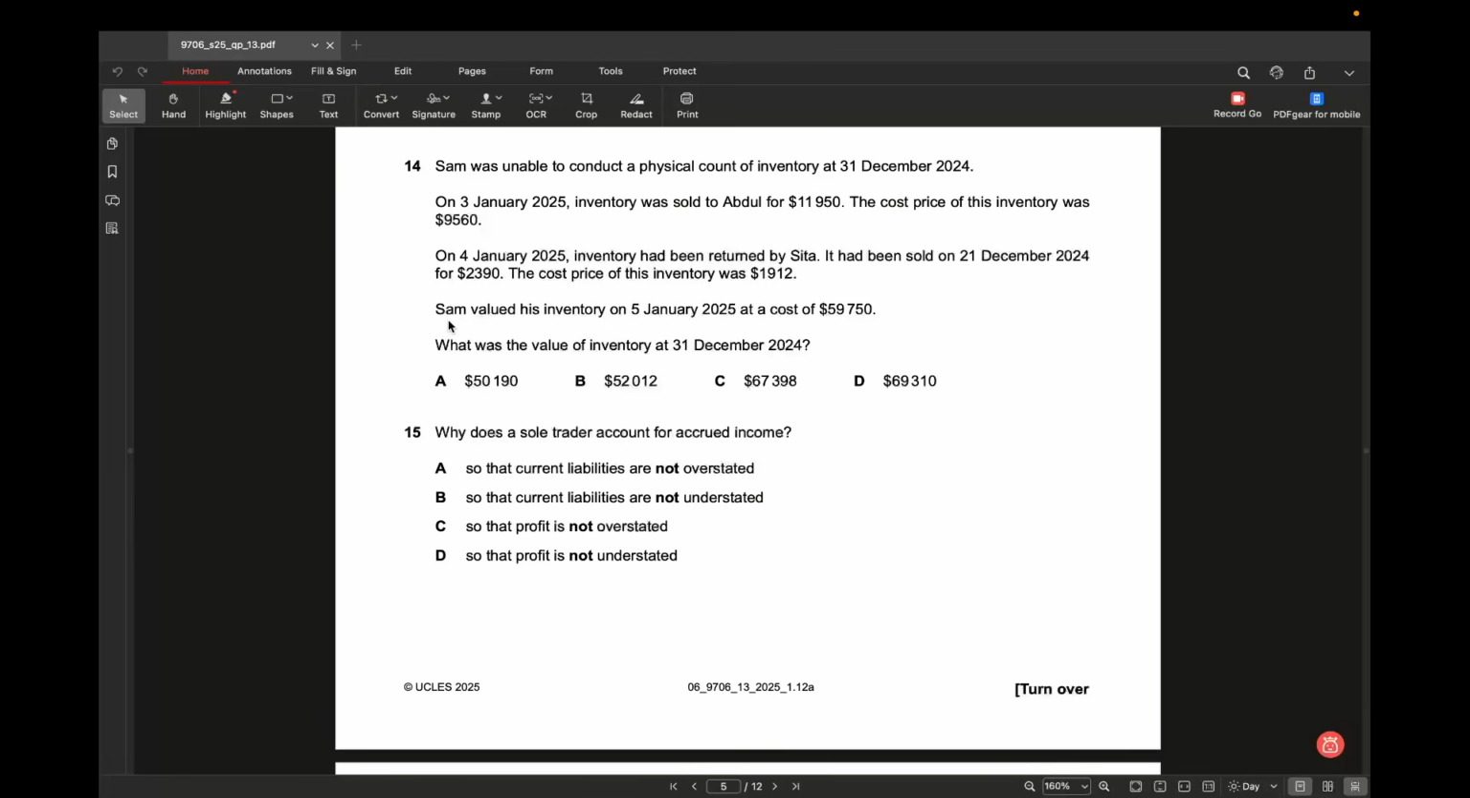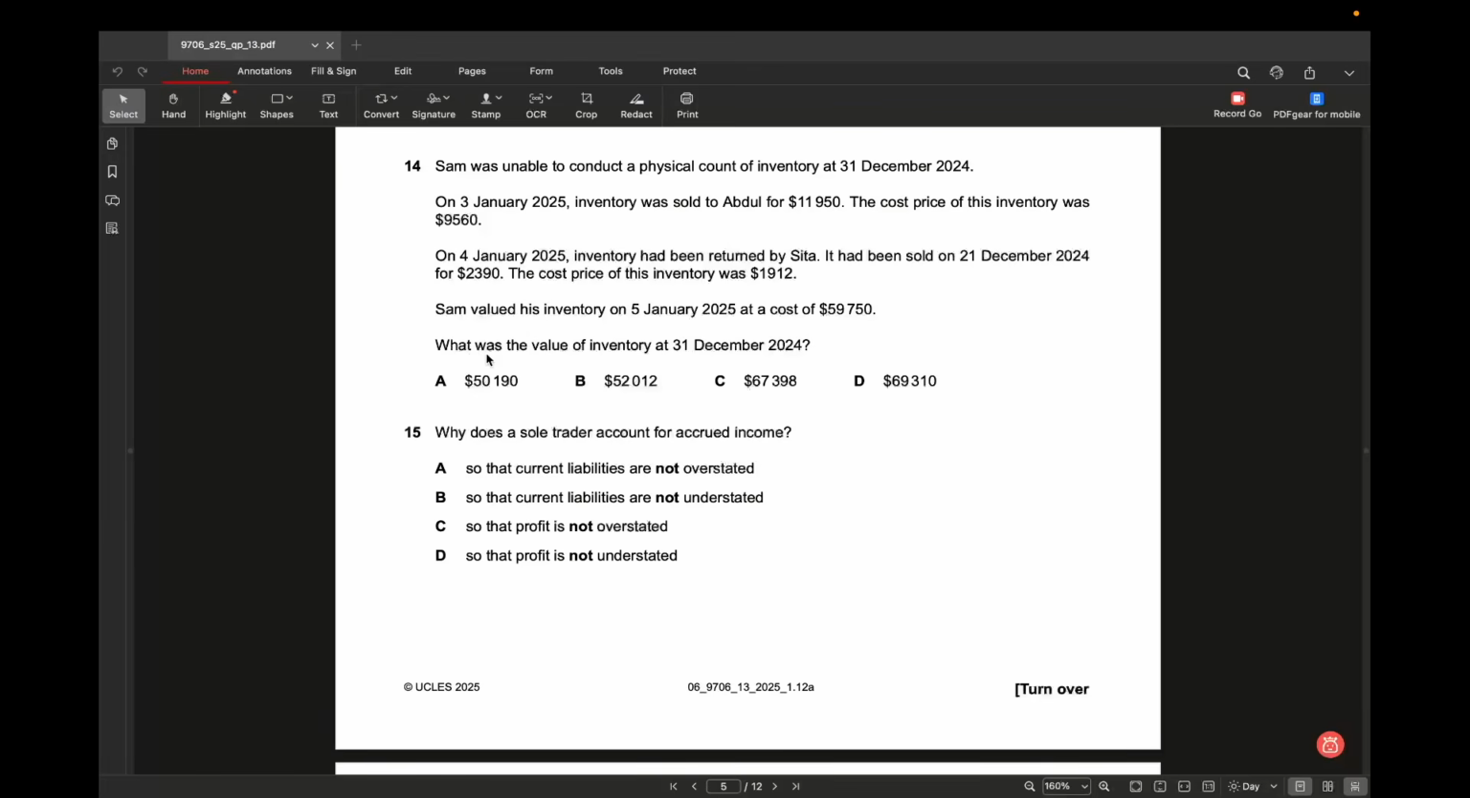And you can see that on the next line, Sam valued his inventory on 5th January 2025 at a cost of 59,750. So that means on 5th, when Sam calculated the value of the inventory, this inventory includes the inventory which is returned by Sita on 4th. Okay, and the cost of that inventory was 1,912. And this inventory that we are selling to Abdul is not there in this closing inventory which we calculated on 5th. Okay, because this was calculated after we made sales to Abdul.